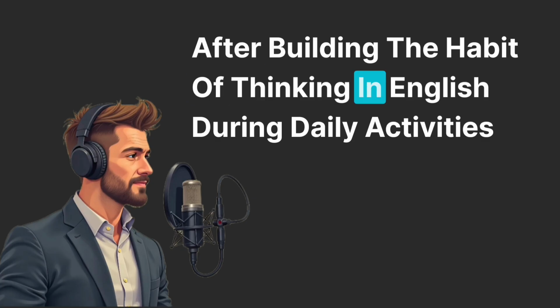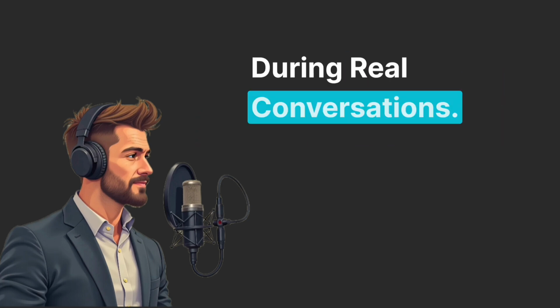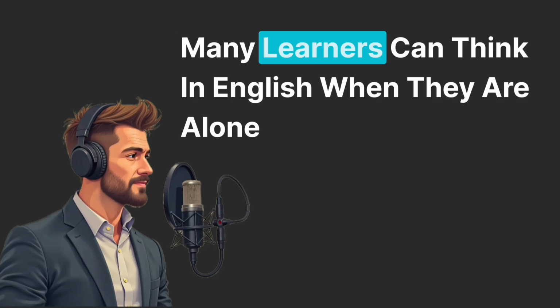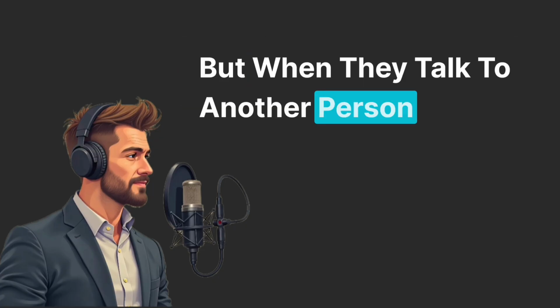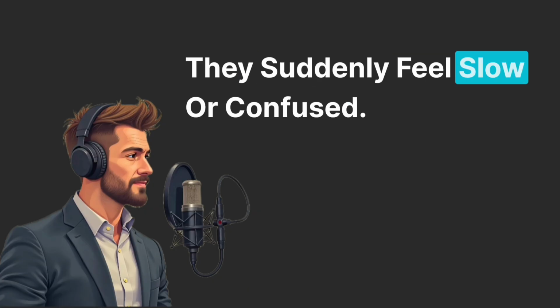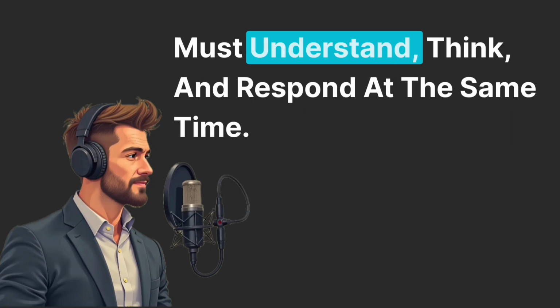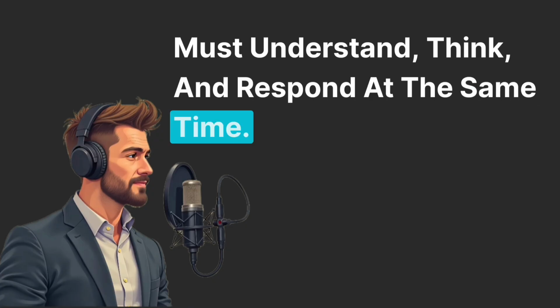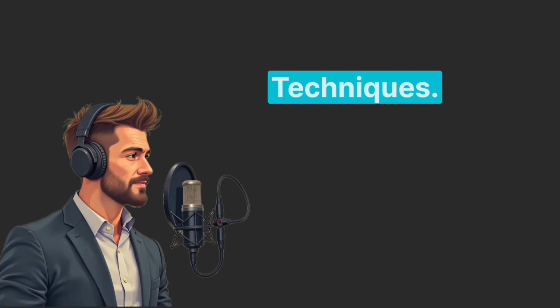Part 6. After building the habit of thinking in English during daily activities, the next step is training your brain to think faster in English during real conversations. Many learners can think in English when they are alone, but when they talk to another person, they suddenly feel slow or confused. This happens because conversations move quickly, and your brain must understand, think, and respond at the same time. The good news is that this skill can be trained with the right techniques.